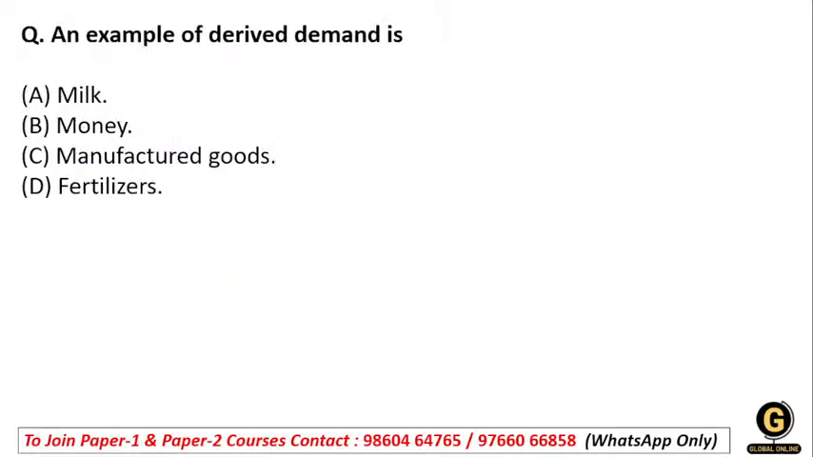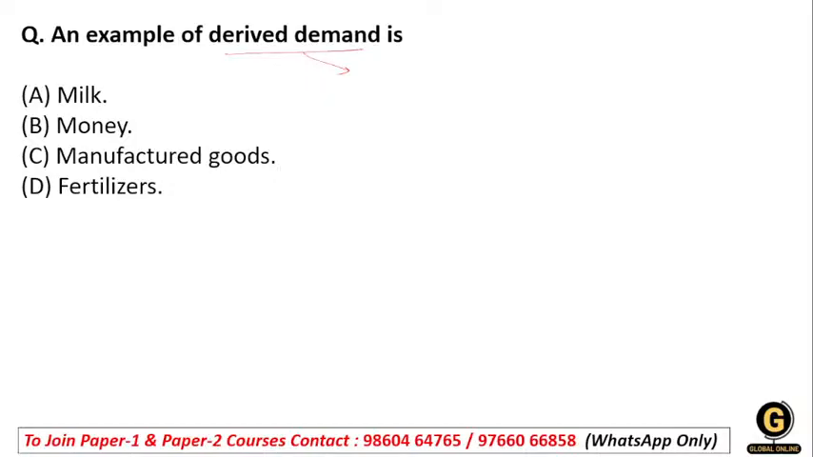Now we have the next question: an example of derived demand is milk, money, manufactured goods, or fertilizers. Now the question is, student, what is a derived demand? Derived demand is the demand which is not actually needed by the buyer directly. It is the demand for goods or services that arises due to the demand for another good or service.